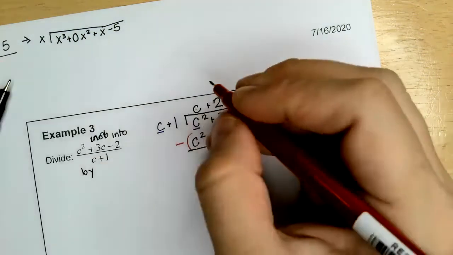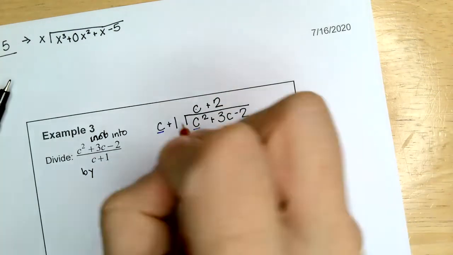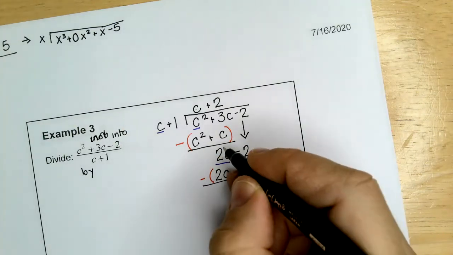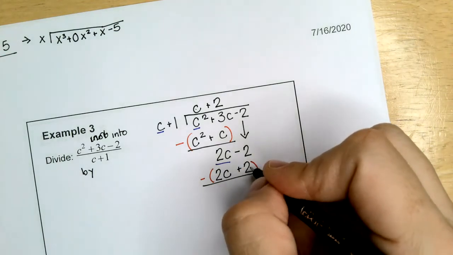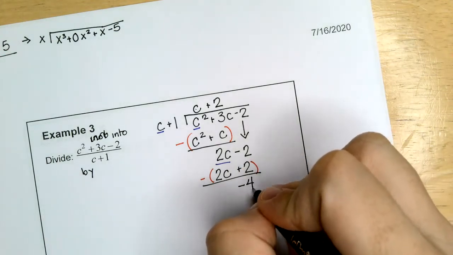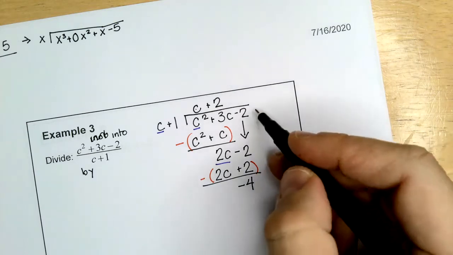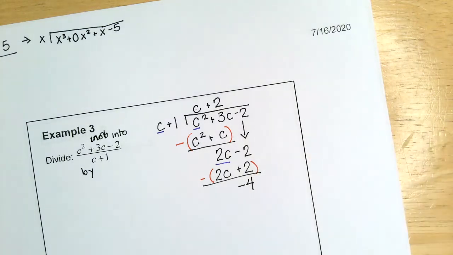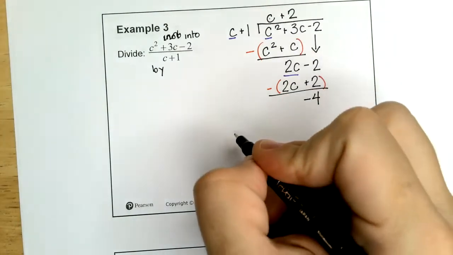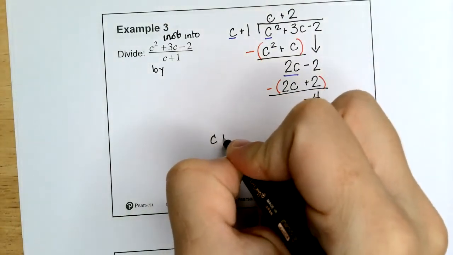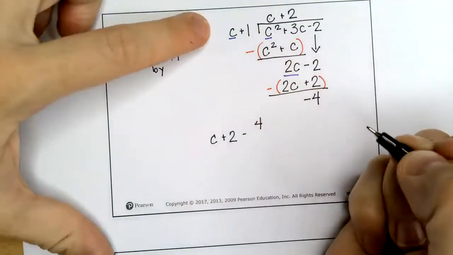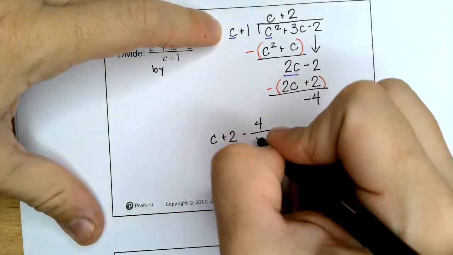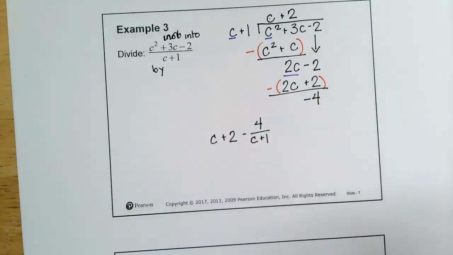Okay. Remember, I'm going to subtract it. 2c minus 2c cancels out. Negative 2, remember this becomes a minus 2, is a negative 4. And that is my remainder. There's nothing left over here. So the way I write this is, my answer is c plus 2. And remember, if we have a remainder, we put it over what we're dividing by, minus 4 over c plus 1. That is as simple as I can make this answer. Okay?